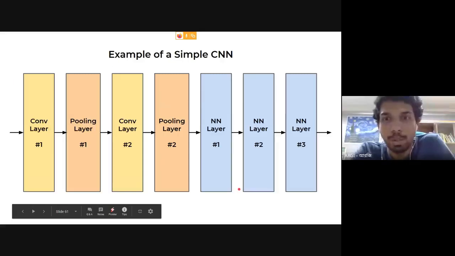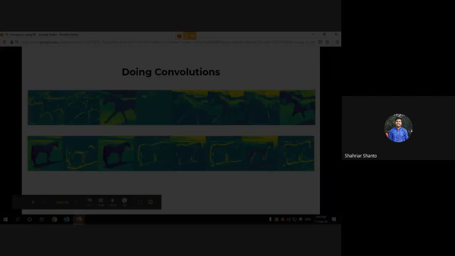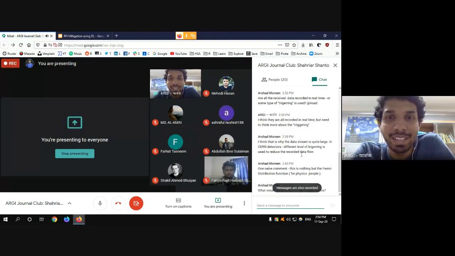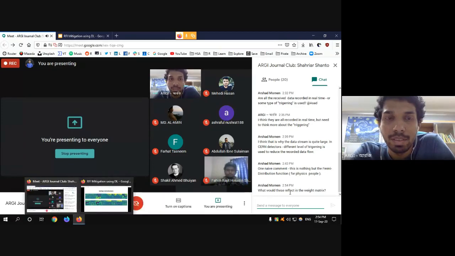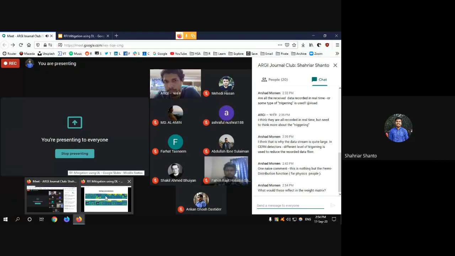I think there is also a question from Arshad sir. Can you see it in the text? Okay, it is actually what would this reflect? I can tell you what this would reflect in the weight matrix. What would it reflect, sir? I think the convolution part. Is it the convolution part?